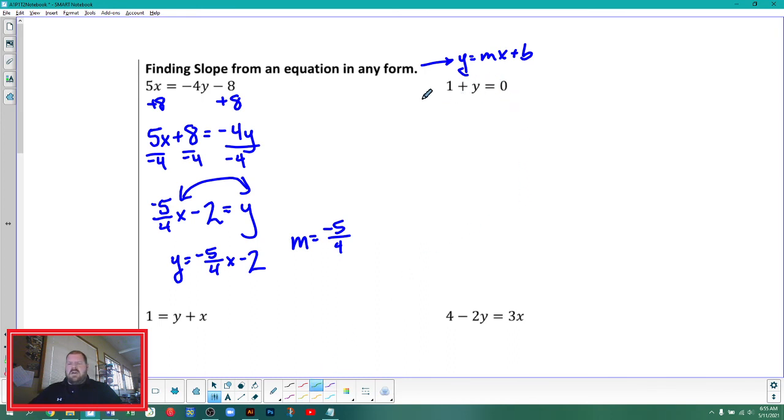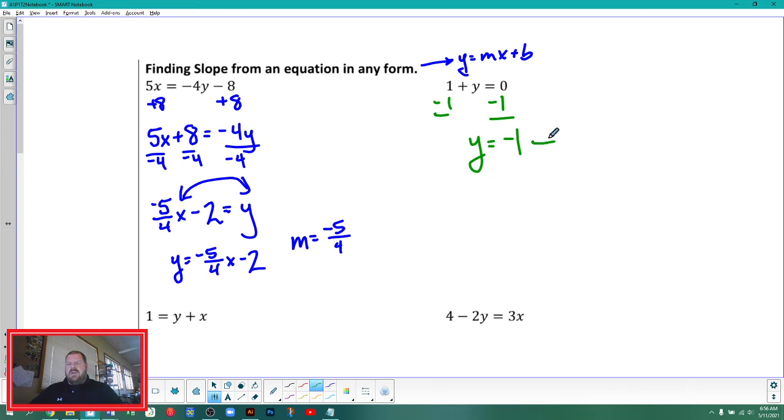On the next one, I want to get y by itself. That shouldn't be too bad. There's only one number on y's side. I'll subtract 1 on both sides. Y equals negative 1. Now that's tough because there's no x involved.